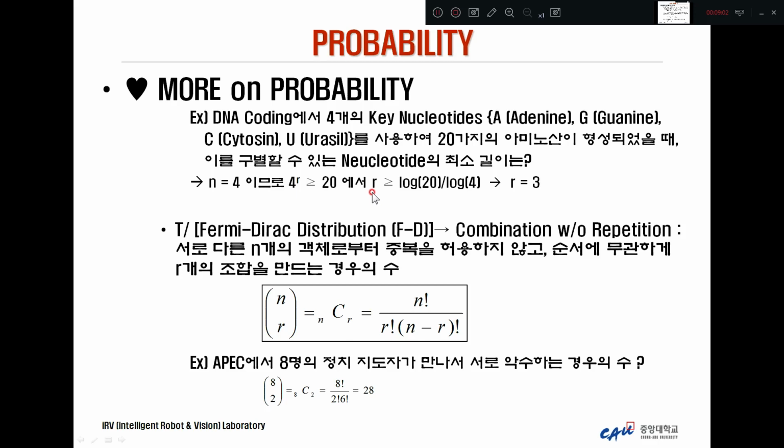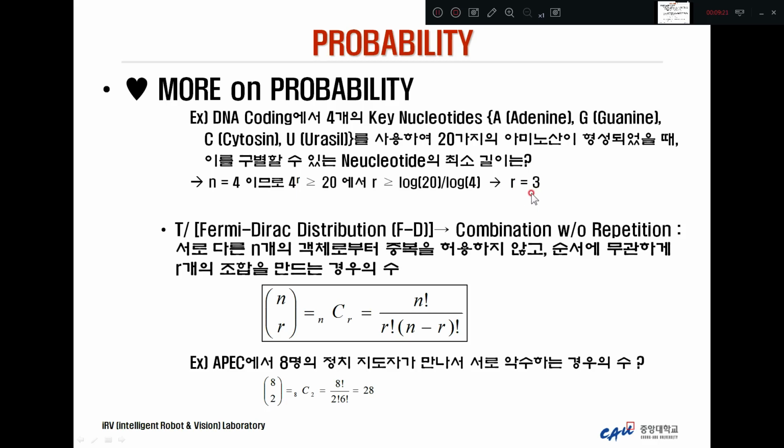Simplifying this, r is greater than or equal to log 20 over log 4. So r becomes 3. So the smallest length of that sequence will be 3.